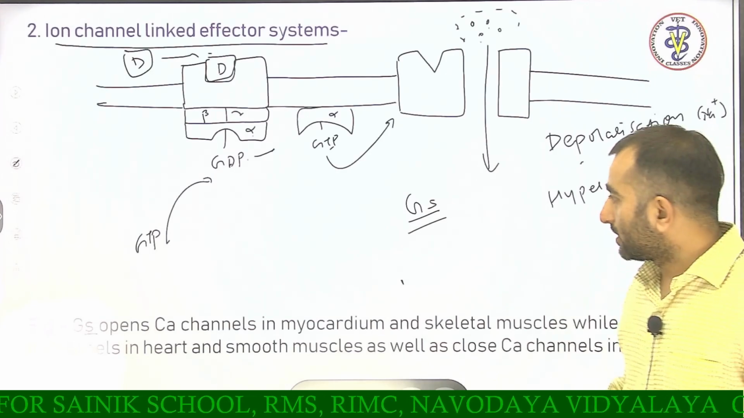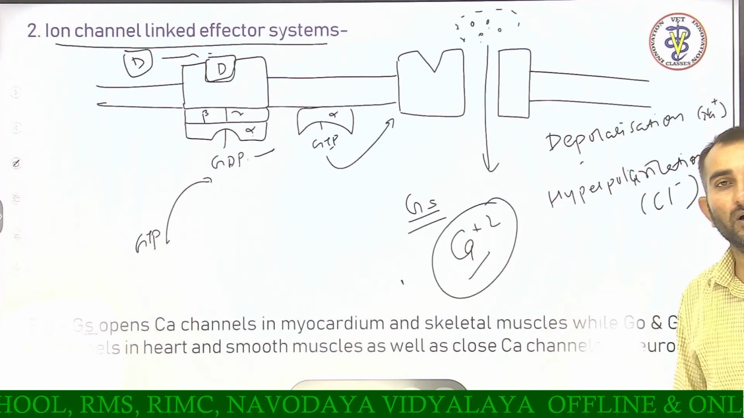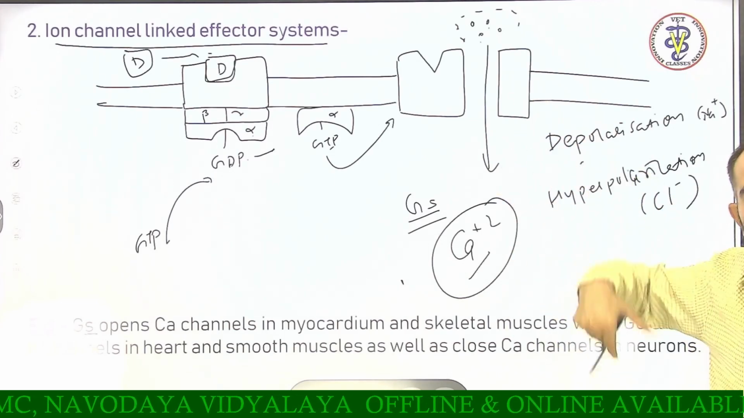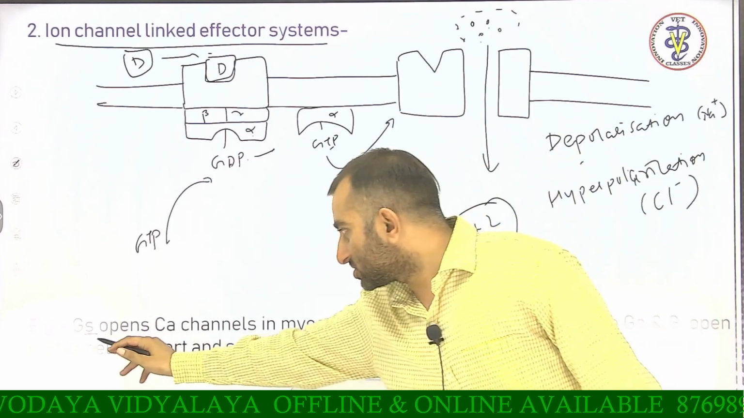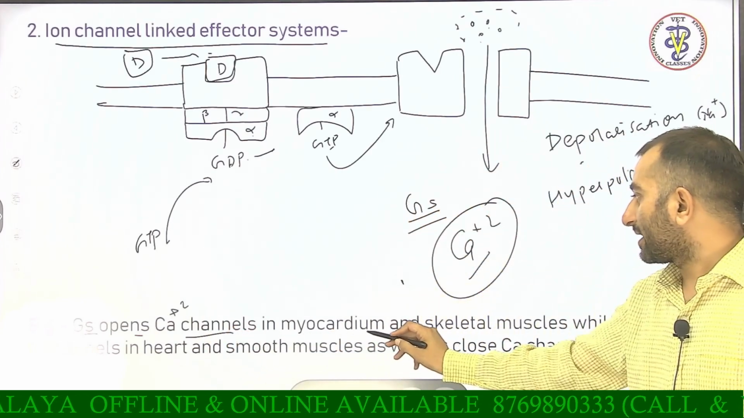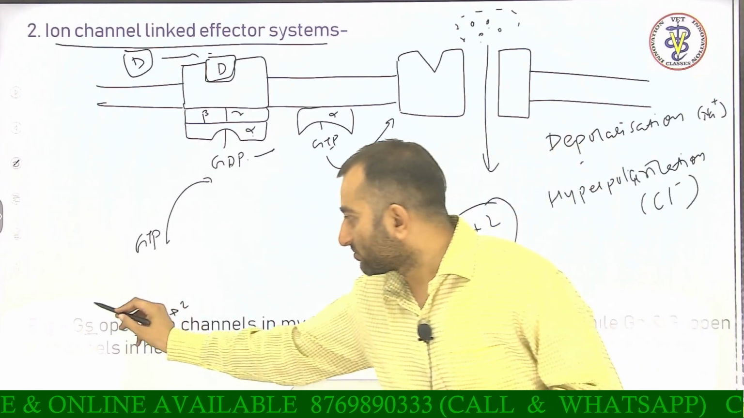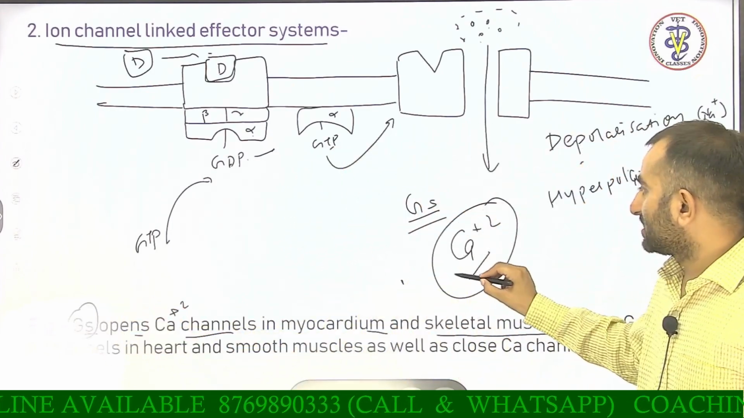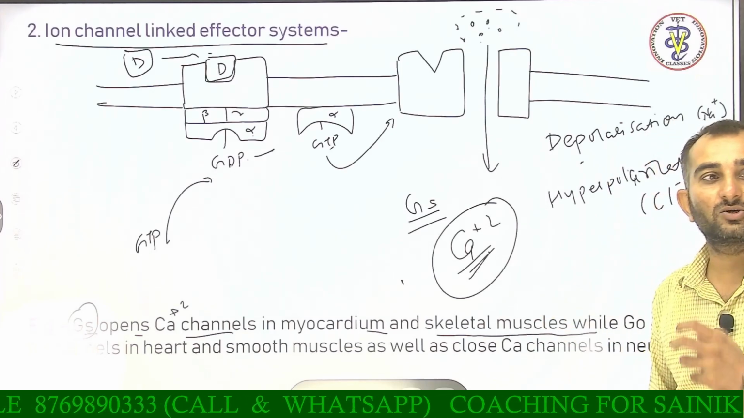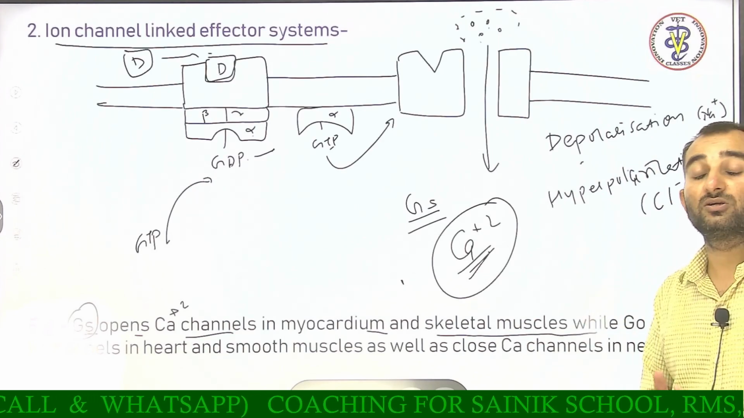And it is also selectively open for the calcium channels. So it depends on what type of channels are activating and what type of ions are coming into the cells. G stimulatory opens the calcium channels in myocardium and skeletal muscles. If the GS protein is involved, that will open the channels for calcium in myocardium and increase the contraction of the myocardium. So there will be more cardiac output due to the high contraction in the heart.